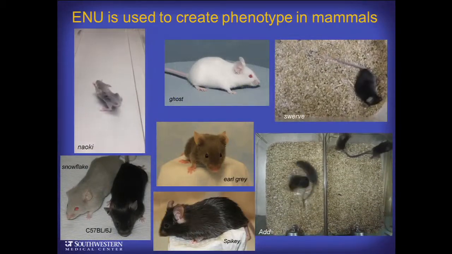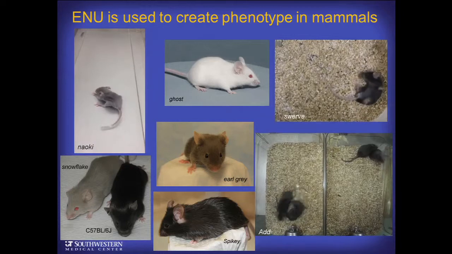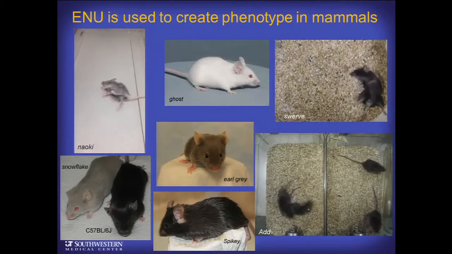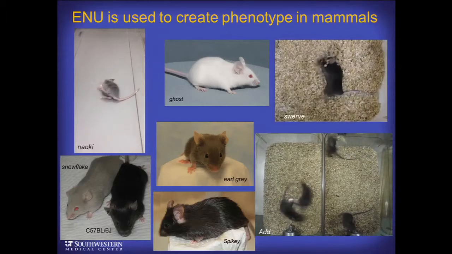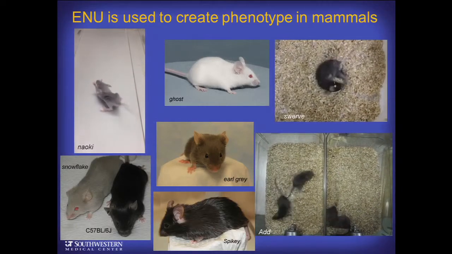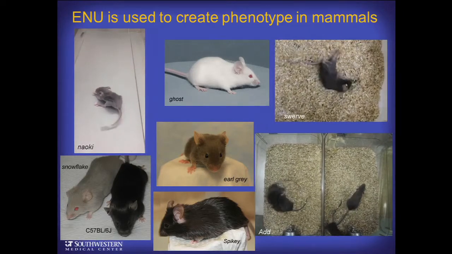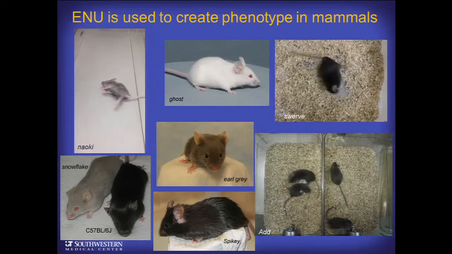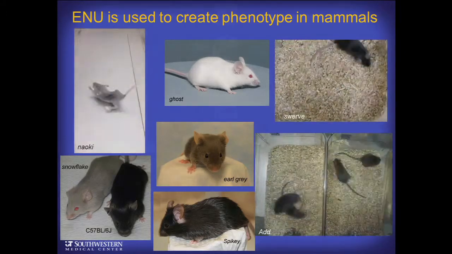The tool that we use for creating phenotype in mammals is a point mutagen called ethyl nitrosourea. And all of the aberrant-looking mice that you see here were created with ENU. Some of them have problems with coat color or with the quality of the coat. Others have behavioral problems. And one can imagine that immune deficiencies are also created in such a collection of mice.